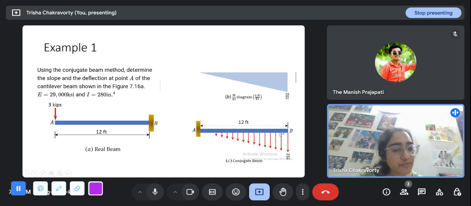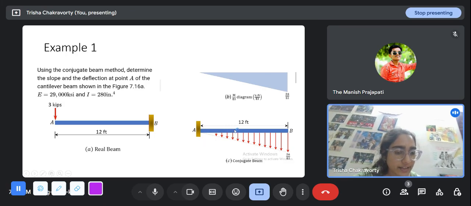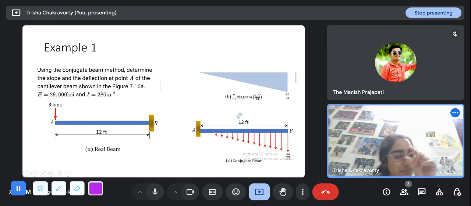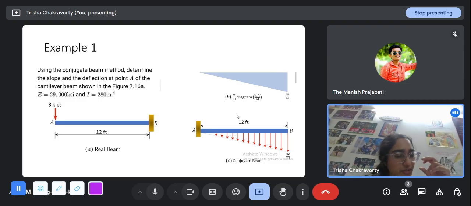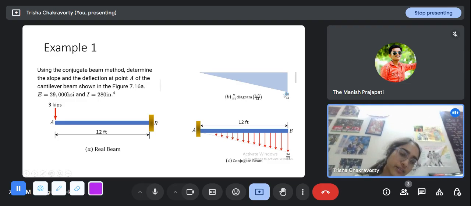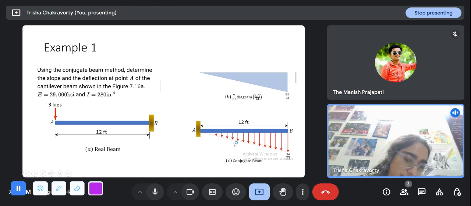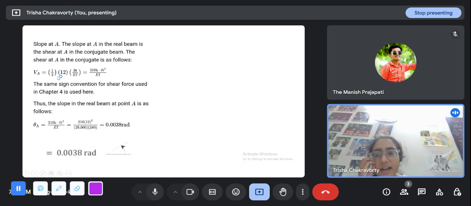So what is the total downward load? When we had a UDL, what did we do? If I have a UDL of magnitude W along the length 12, then the total magnitude would be 12 into W, right? That is basically the area of the rectangle, with height W and length 12. So when there is a triangular loading, the magnitude will be the area of this triangle. It will be half into 12 into 36 by EI. So this, half into 12 into 36 by EI, is the shear at A.